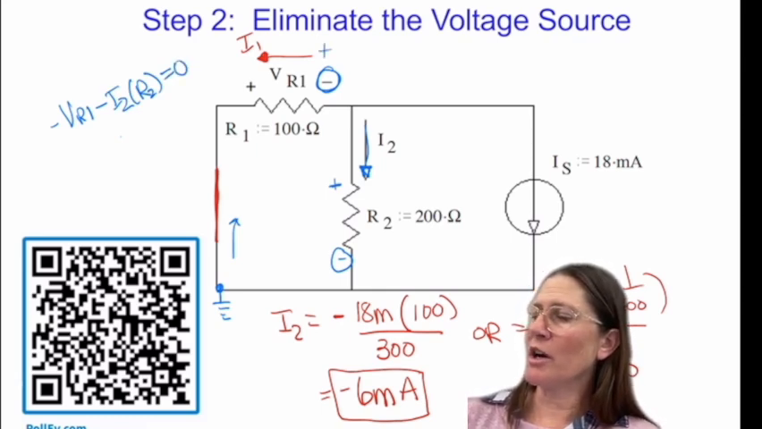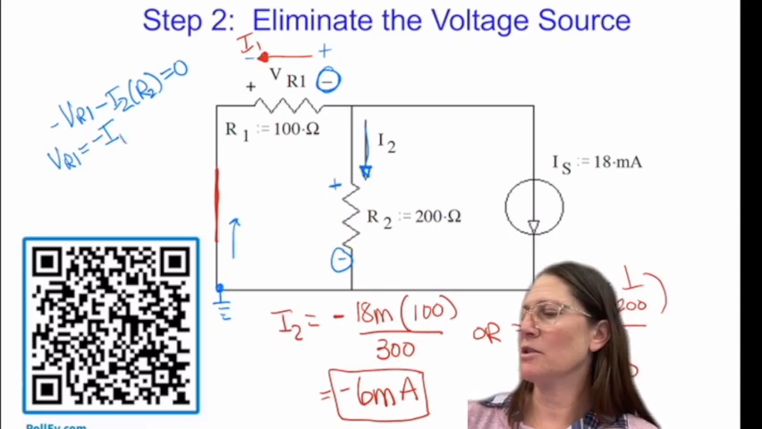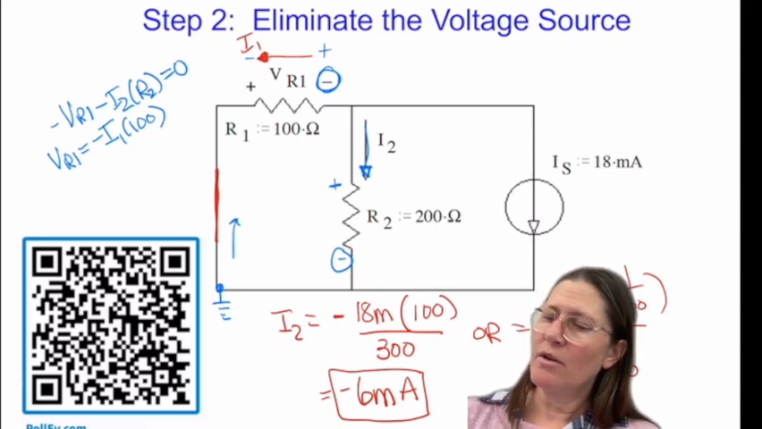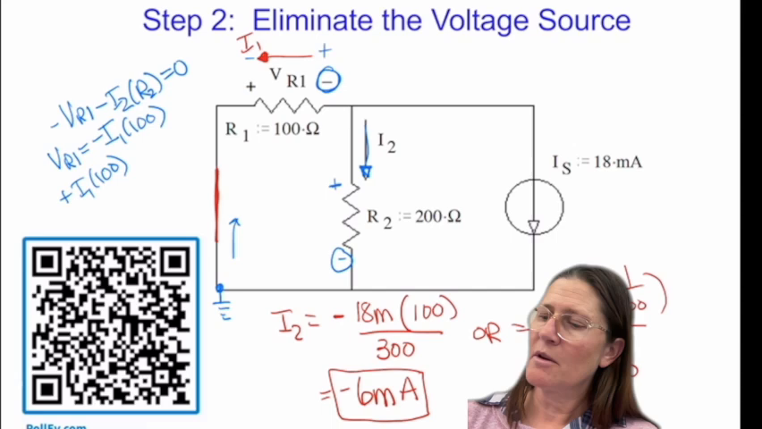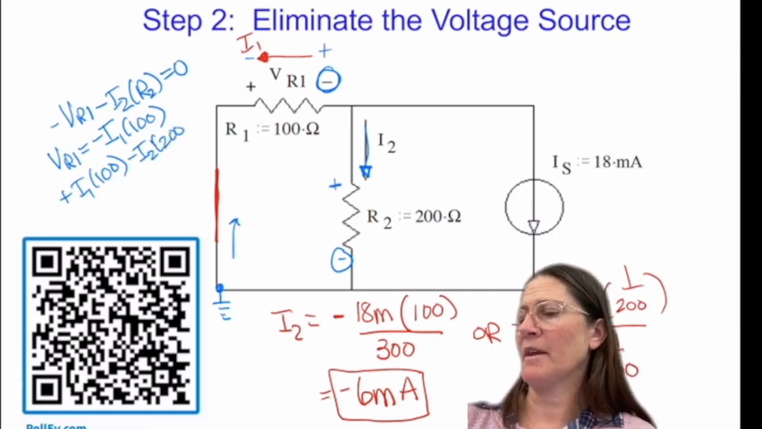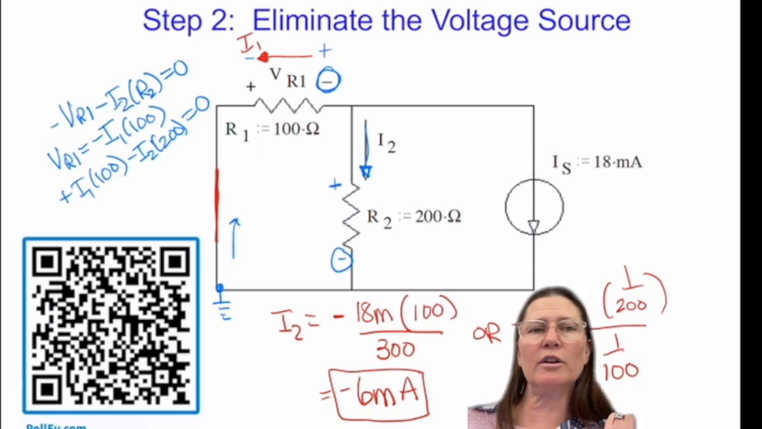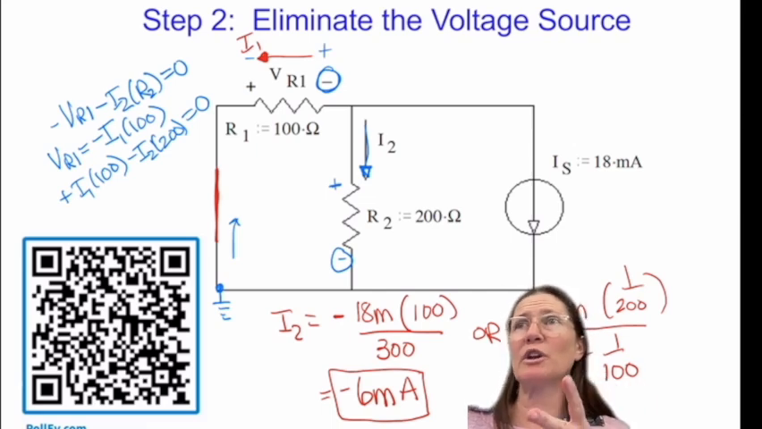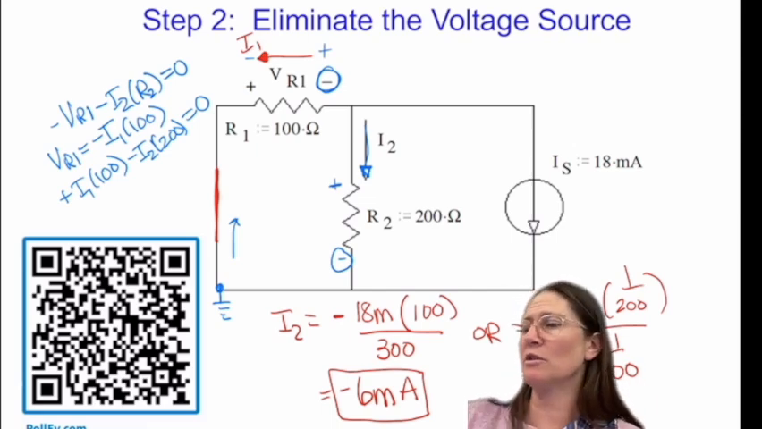And VR1, I notice, is a negative I1 times 100. So plugging that in, it would be plus I1 100 minus I2 200 equals 0. So I have one equation but two unknowns, so I need another equation.